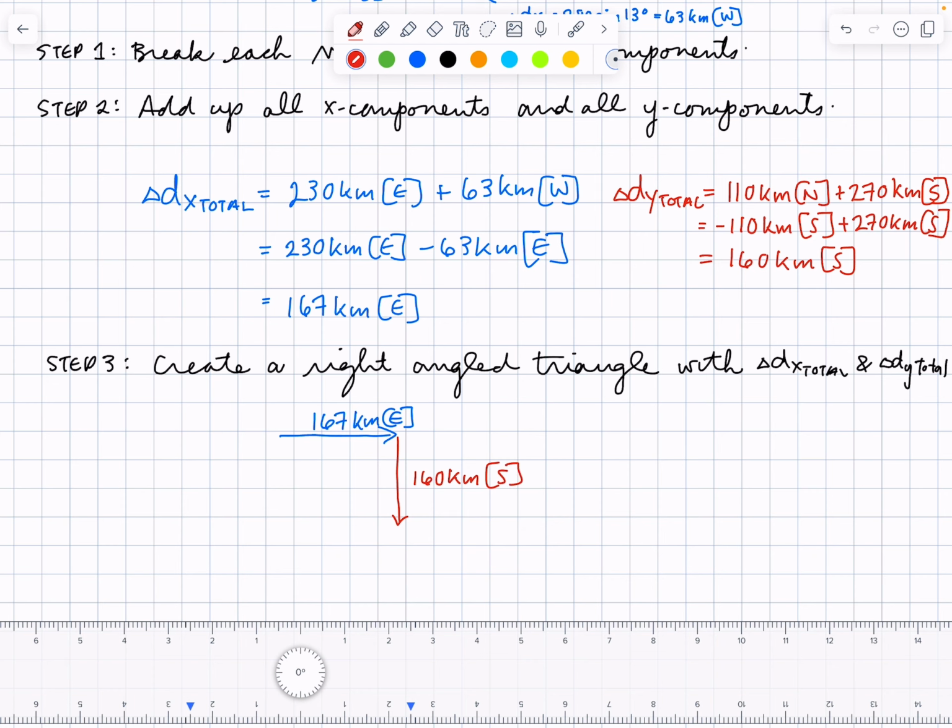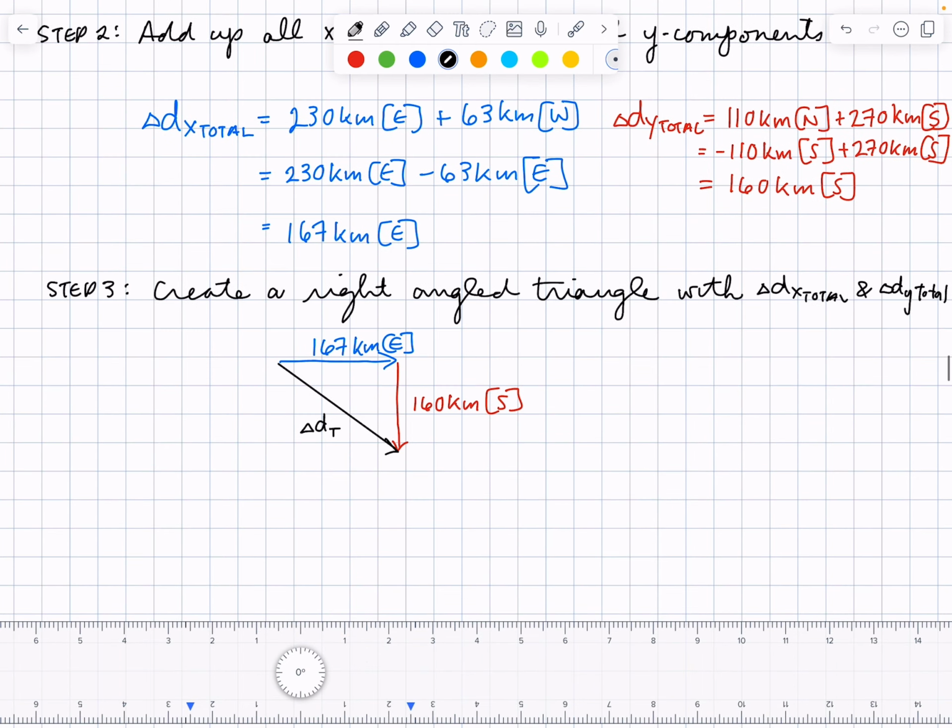And we can find the total displacement by drawing a line that joins the tail of the first to the tip of the last. So this hypotenuse of this right angle triangle will give us the magnitude of our total displacement. And we can use Pythagorean theorem: c squared equals a squared plus b squared.